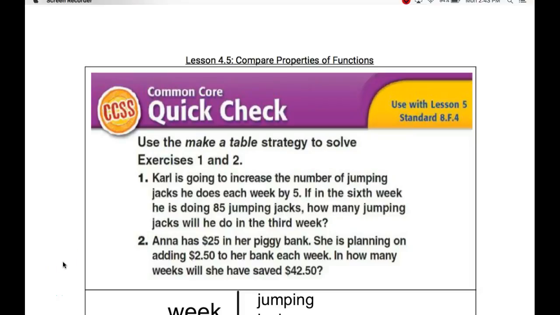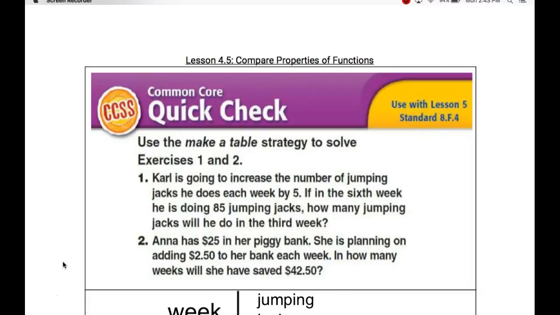This is lesson 4.5, compare properties of functions. What you're going to see is that even though we're introducing some new information here, it's going to look very similar to things that you've done already, which should be encouraging. And again, with the success that we've been having so far in Chapter 4, hopefully this will allow us to continue to build on that, and I'm looking forward to the Chapter 4 assessment being the best that we've had so far. I know you're looking forward to it as well.